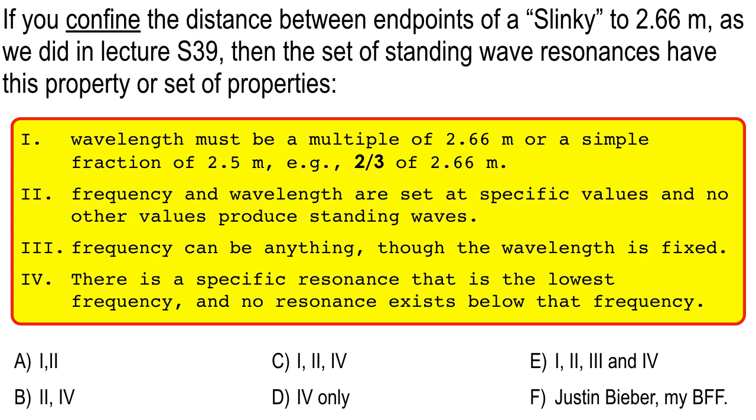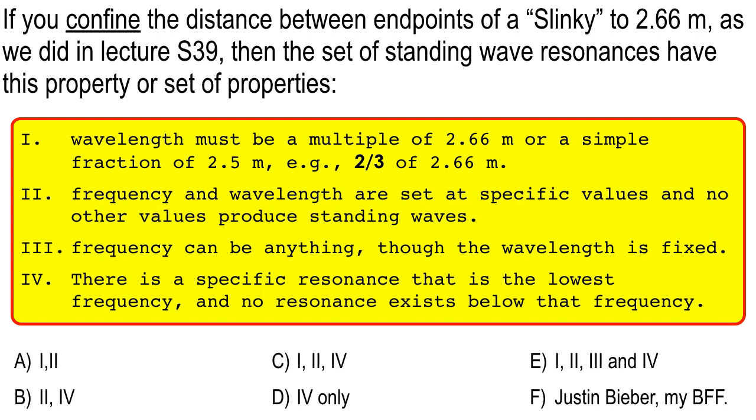Number 3, frequency can be anything, the wavelength is fixed. That is false. The reason that's false is that on a spring or any kind of oscillating medium, usually there's a set wave propagation speed. So it's v equals lambda f. So if you change the frequency, you have to also change the wavelength because the wave speed is the same. Okay, they're inversely proportional. So 3 is out.